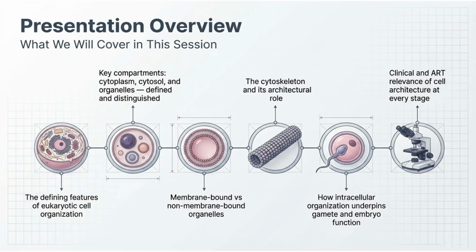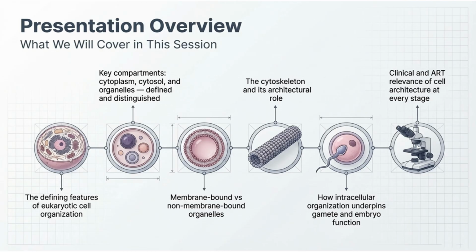From there, we will carefully distinguish 3 terms that students frequently conflate: cytoplasm, cytosol, and organelles. These distinctions are not semantic pedantry. They reflect real differences in biochemical function and clinical significance. We will then examine 2 categories of organelles: membrane-bound structures, which maintain their own internal microenvironment, and non-membrane-bound structures, which are equally essential but organized differently.